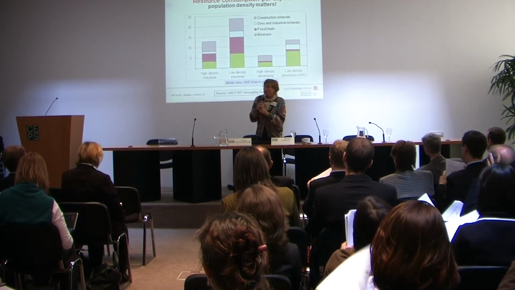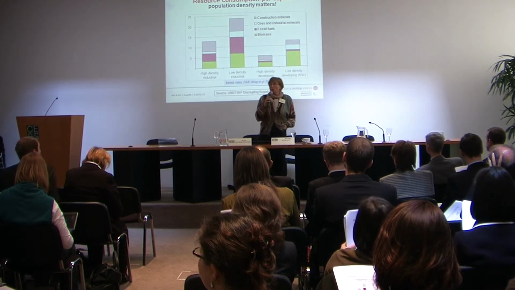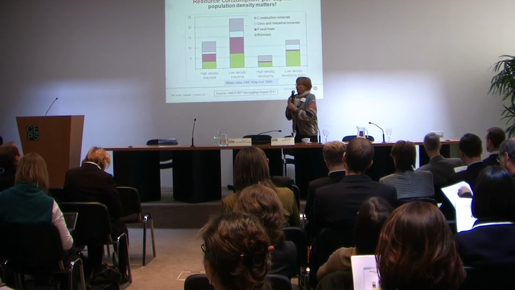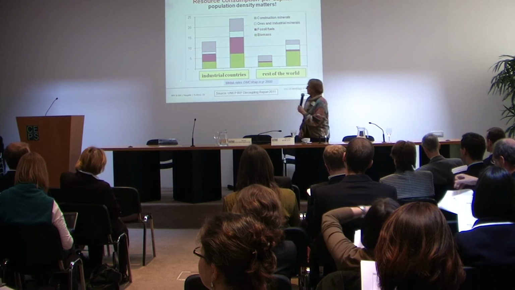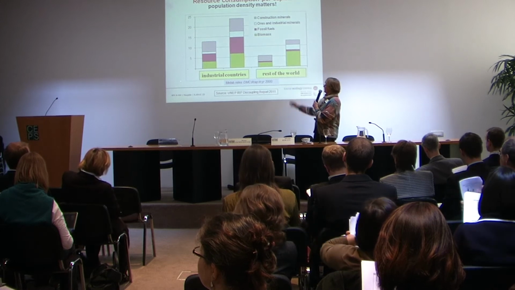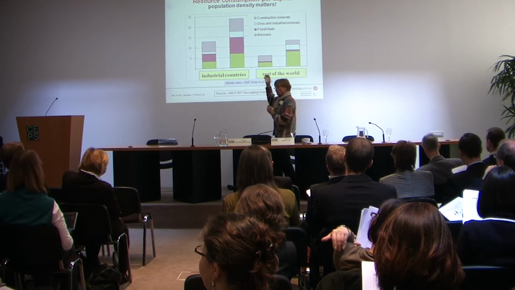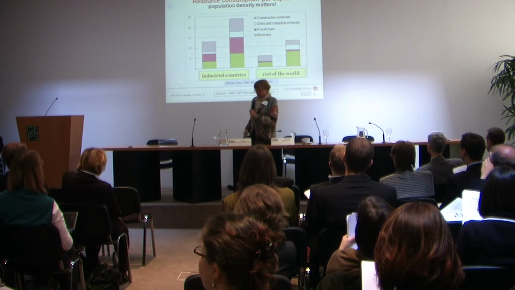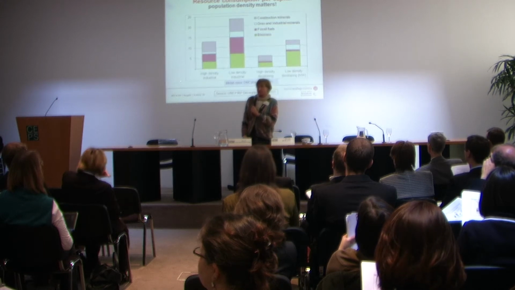My last variable was population density. Here you see the global data. You see that resource consumption is, if I take the next one, these are industrial countries, this is the rest of the world. So industrial countries consume twice as many resources per capita than the rest of the world. But there is this difference between high density and low density.